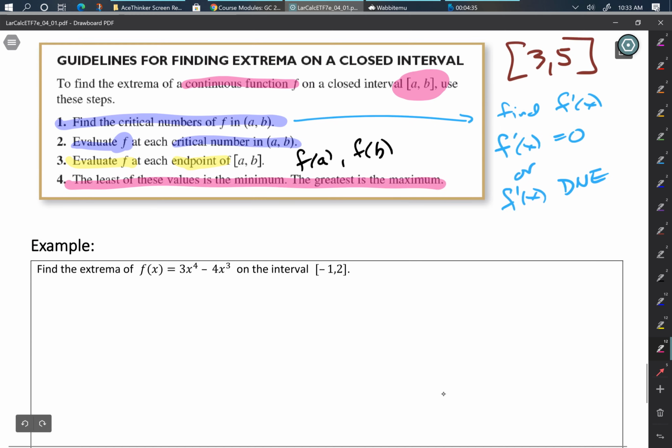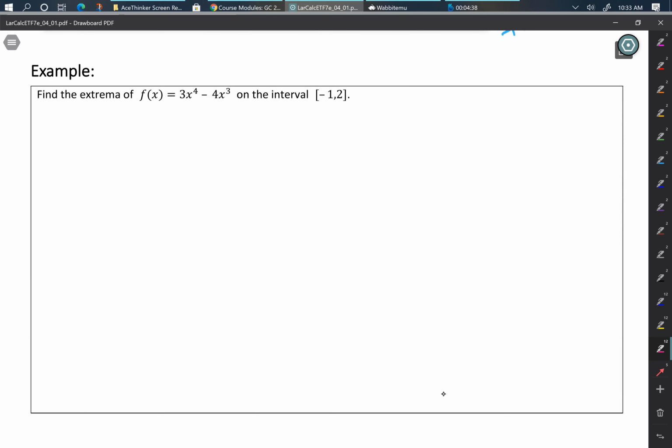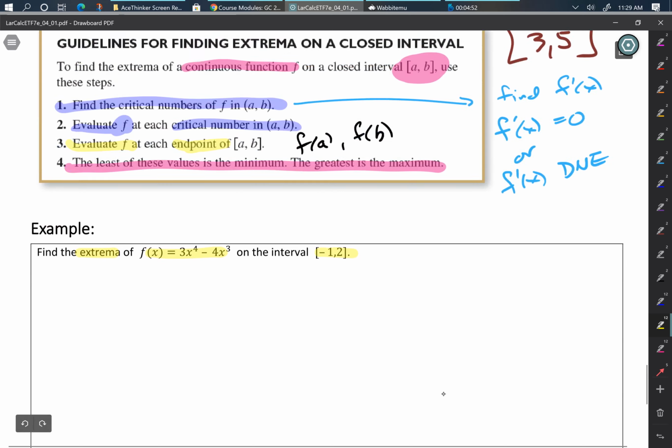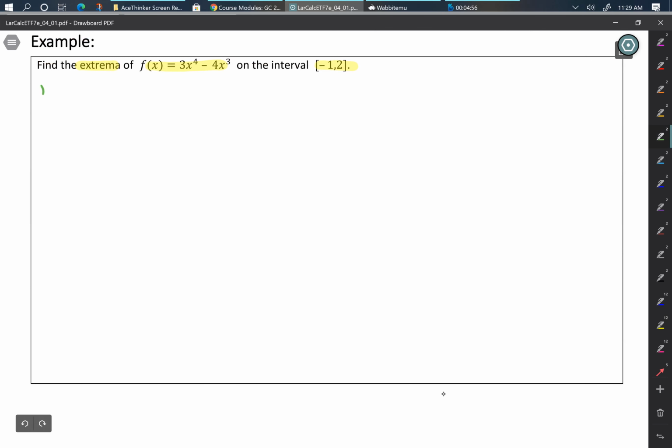This is our first example, and our job is to find the extrema of this function on that interval. So here we go. Let's do everything we need to do to find the extrema of this function on that interval. Step 1, find the critical numbers. Because I haven't quite memorized it yet, I'll make a note to myself. That's when f prime is equal to 0, or when f prime does not exist. But to do either of those two, I first need to find f prime.